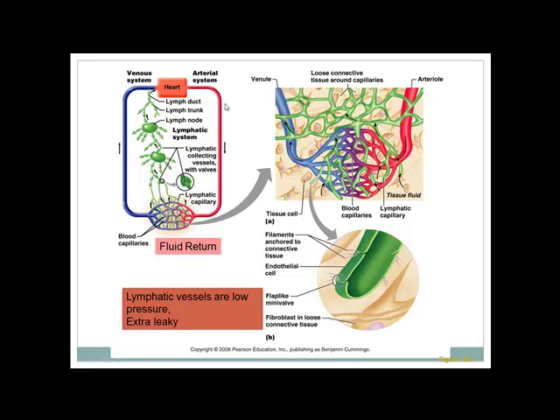So first off, our lymph vessels are going to be similar to our veins, and they're going to be low pressure, and they'll actually be very, very leaky. So basically what's going to happen with our lymph vessels is we're going to have lymph capillaries wrapped around the capillary beds in our tissues, and they will be there to soak up any extra fluid in the area. Along our lymph vessels, we then get lymph nodes.